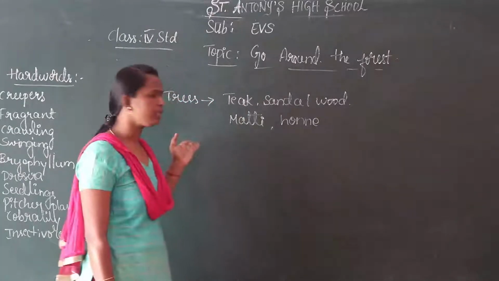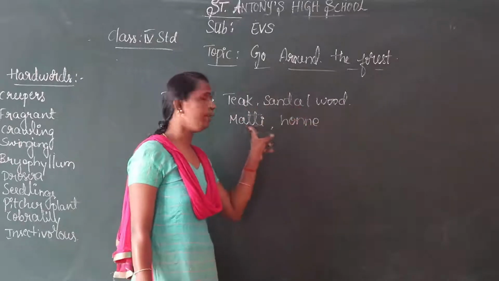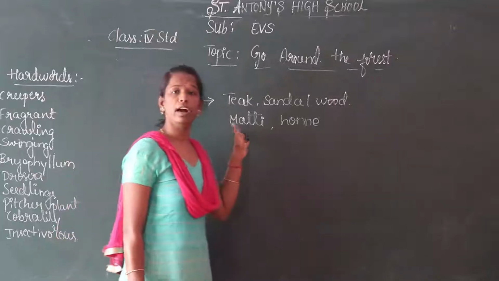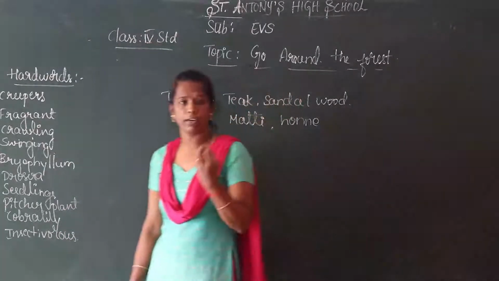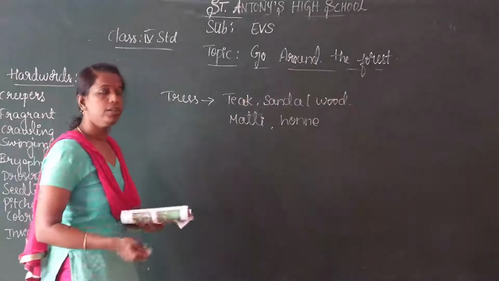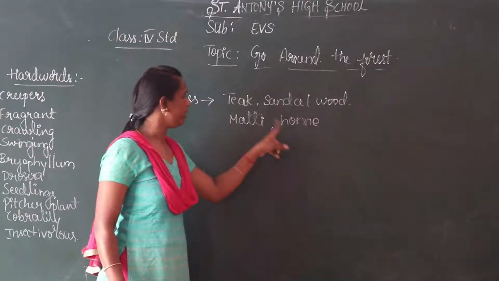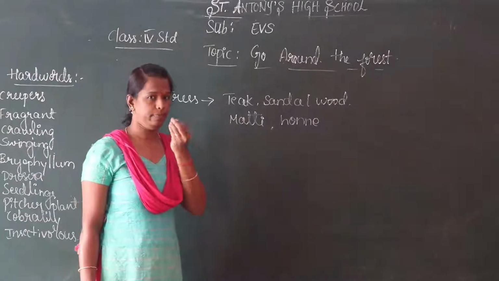So what are the uses for these trees? You know the uses for teak, sandalwood, matti, honne. Usually teak, honne, matti are used in furniture. Sandalwood is also used in some furniture, or it may be used in puja items. Compared to these trees, teak, honne, matti also give some fragrance, some smell.